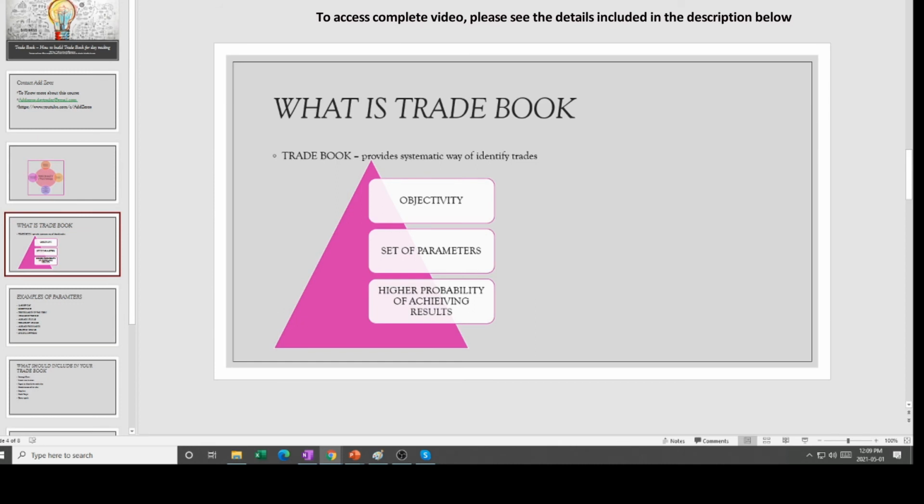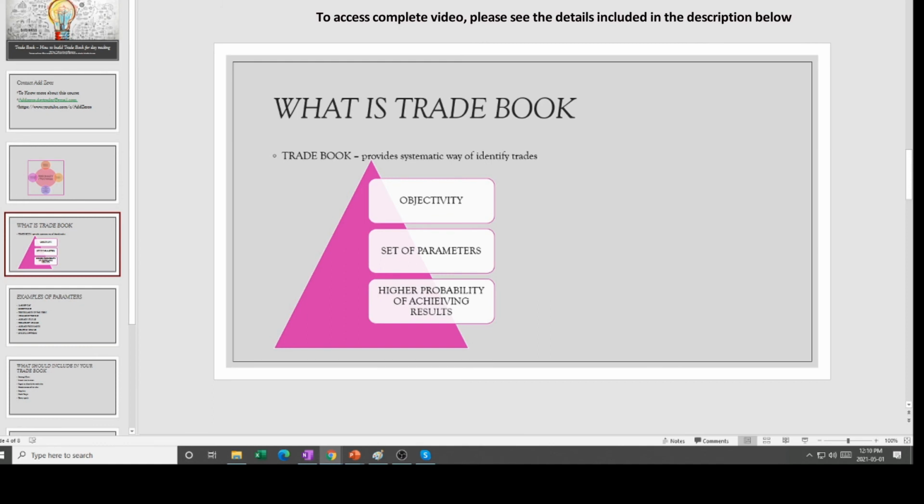So before I jump in to look at more sets of parameters, we need to spend a little more time understanding the trade book. Louis, do you have any questions on what the trade book is and how it will be beneficial? Then we're going to move on to the next topic, which is the examples and how we can set up those parameters. It is very important that we spend a bit more time on identifying the trade book.